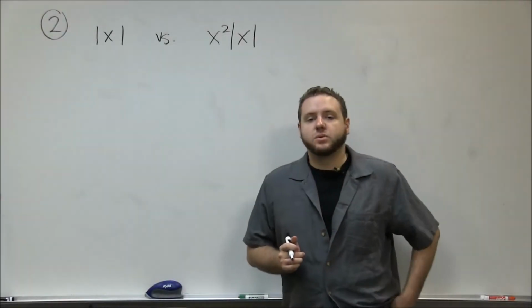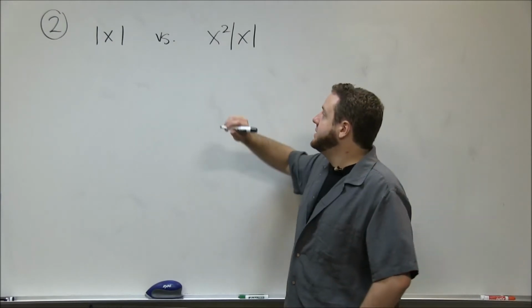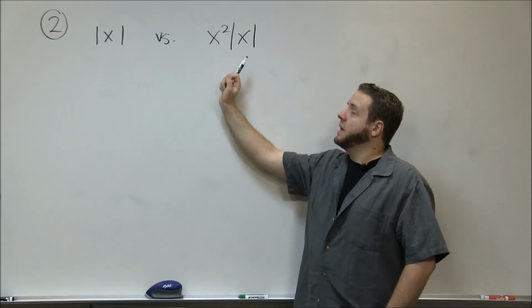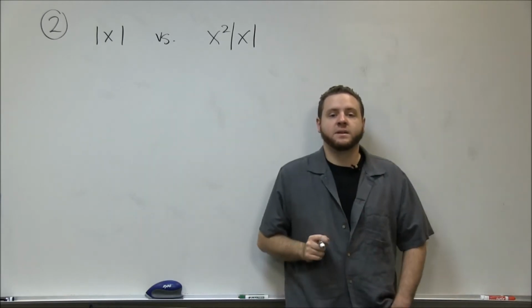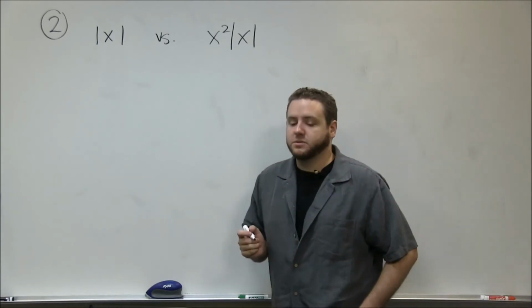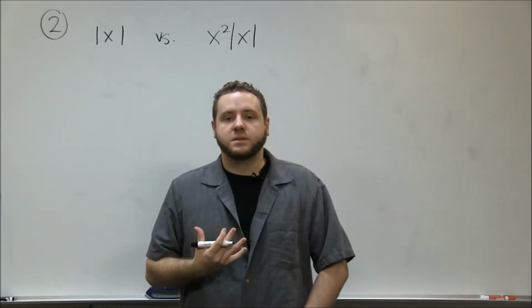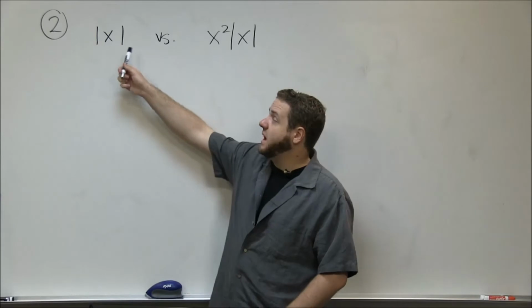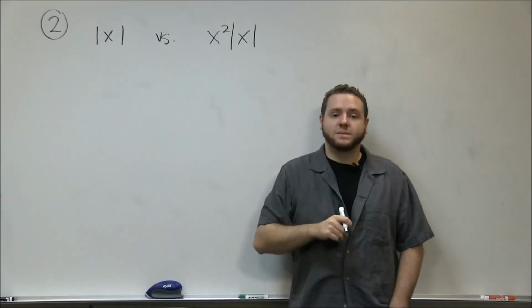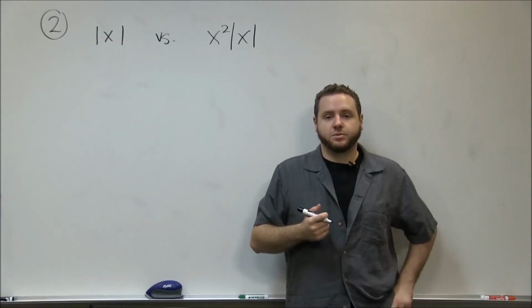This is a very conceptual question concerning the differentiability of absolute value of x versus the differentiability of x squared times the absolute value of x at x equals 0. What we're told here is we're supposed to use the limit definition to determine why this one is not differentiable, but why this one, x squared times absolute value of x, is differentiable.